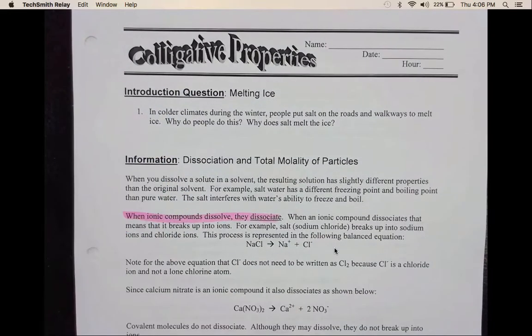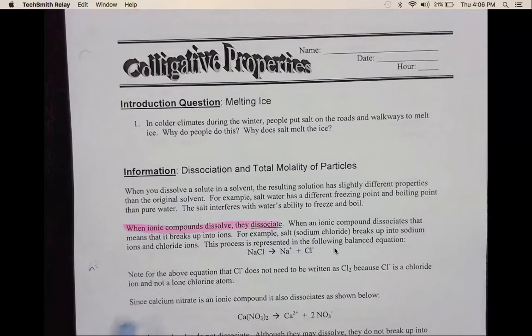So question one, we have some information on melting ice. It reminds us that we put salt on the roads and walkways to melt ice during the winter so people don't slip and slide. We're trying to think about why people do this. Why does the salt melt the ice? You can find the answer to this question within this paragraph.